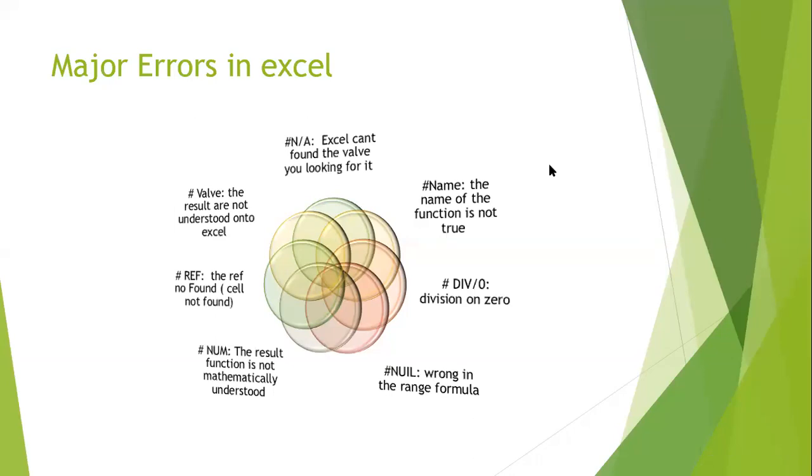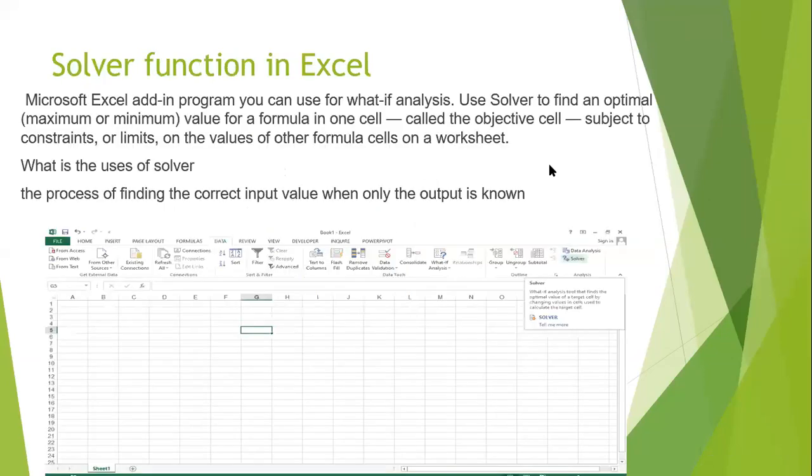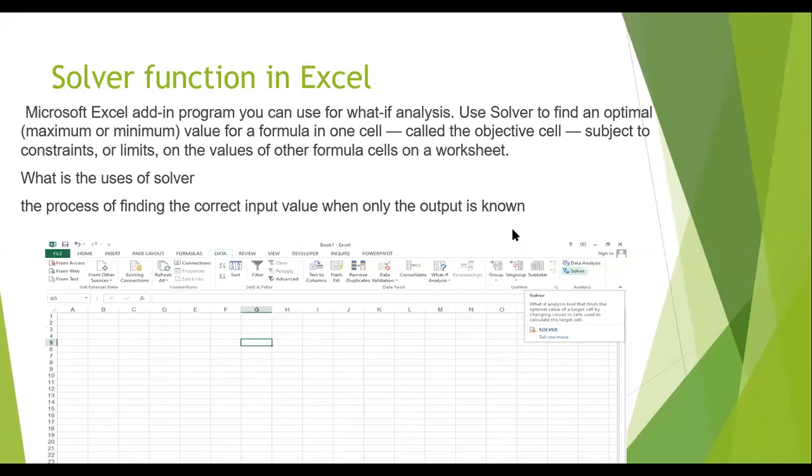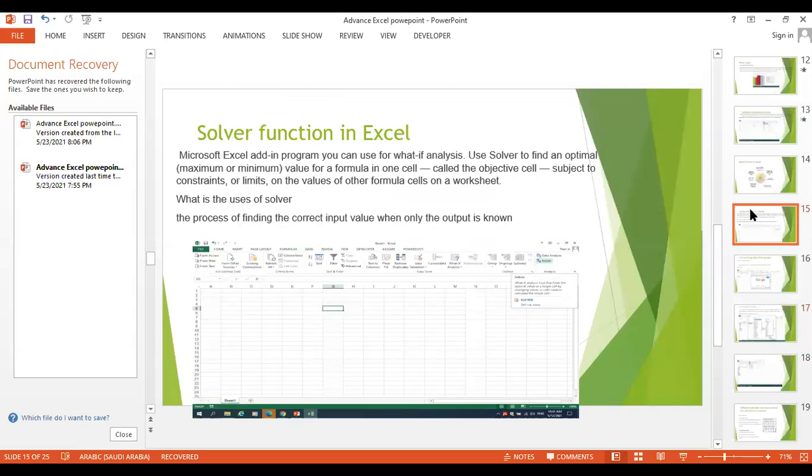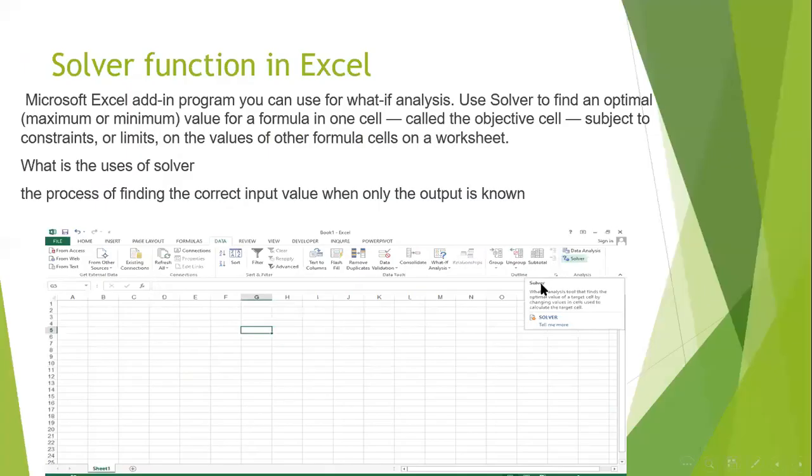Now let's go back to a very beautiful function which is called Solver. The Solver is one of the most important functions in Excel. What is the meaning of the Solver? It is a Microsoft Excel add-in program you can use for what-if analysis. Use Solver to find an optimal maximum or minimum value for a formula in one cell, called the objective cell, subject to constraints or limits on the values of other formula cells on a worksheet.